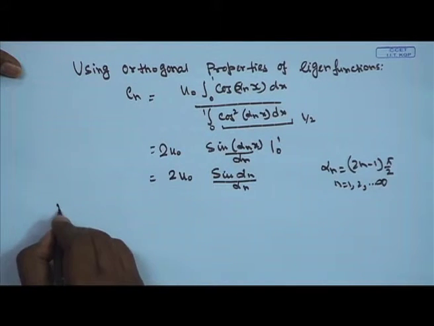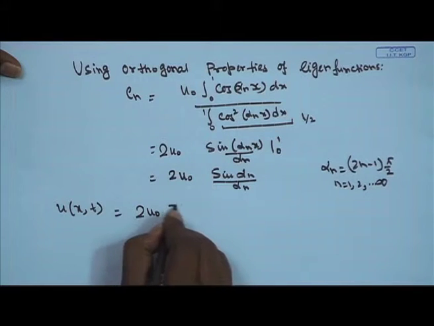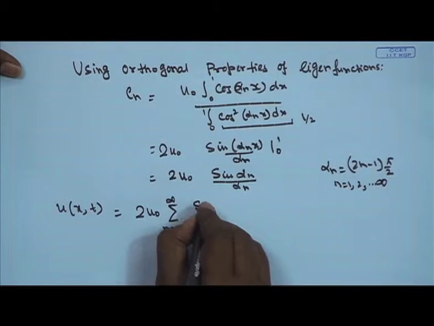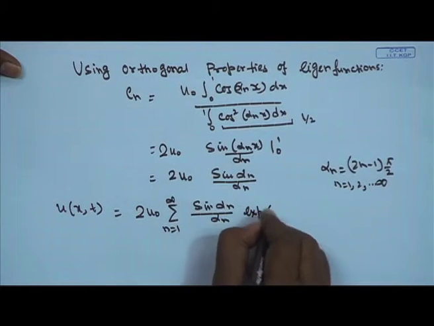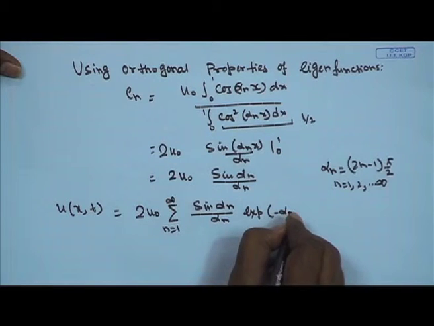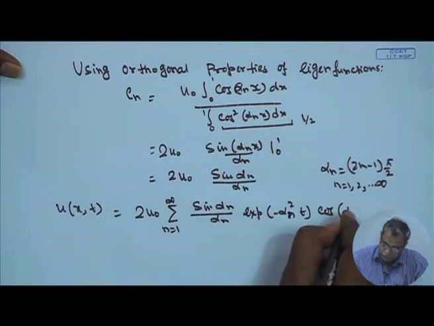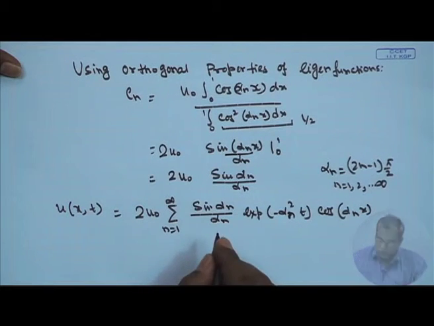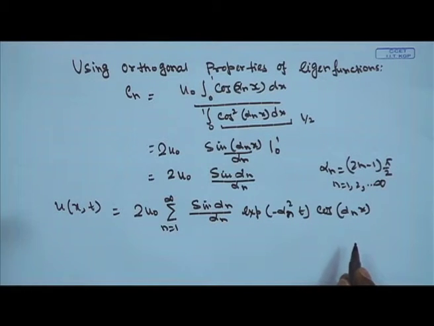So if you write down the complete solution, u(x,t) will be nothing but 2 u naught summation n is equal to 1 to infinity sine alpha n divided by alpha n exponential minus alpha n square t cosine alpha n x. So this will be the complete solution, and alpha n is equal to (2n minus 1) pi by 2. So this is the second kind of well posed parabolic problem.